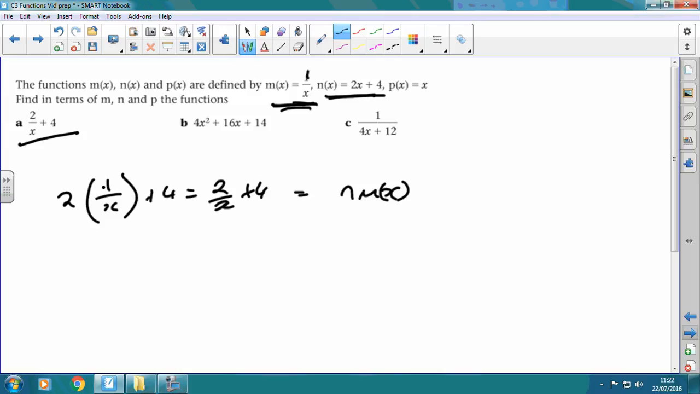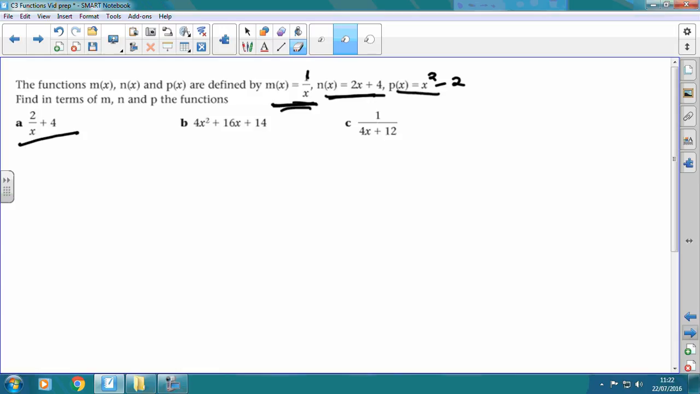Okay, I've just realised that p of x doesn't actually just equal x. I thought that was a bit odd. In this example, p of x equals x squared minus 2. Thankfully, we didn't need it for the previous example. So let's have a look at the next one.